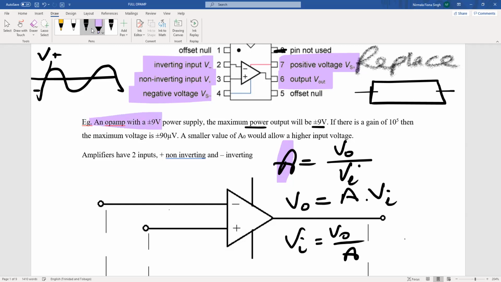An operational amplifier with a 9-volt power supply will have an output of 9 volts. If there is a gain of 10 to the 5, then the maximum voltage input will be 90 microvolts. Now, how are we going to work that out? Get your calculators out.